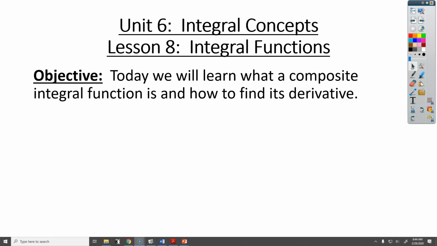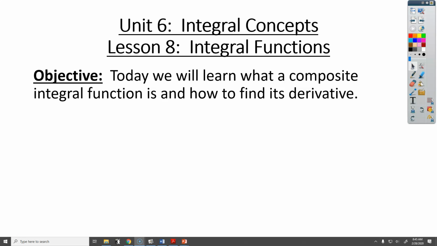But here we go. Today we're going to learn what a composite integral function is and how to find its derivative. You guys already know what an integral function is. Composite means more than one piece, right? It's composed of things. So you have a composite integral function of multiple pieces. And then we're going to learn how to find its derivative, okay?